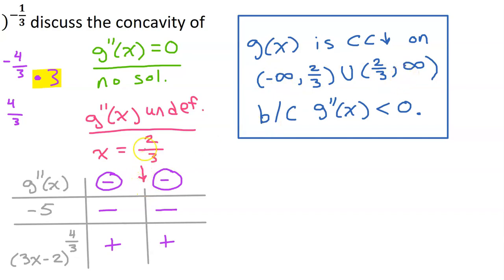Even if g double prime were equal to 0 here instead of undefined, when it's equal to 0, it's not negative. So that means it's technically not concave down when g double prime is equal to 0. So either way, I'm going to leave out this value where it's right on the line.